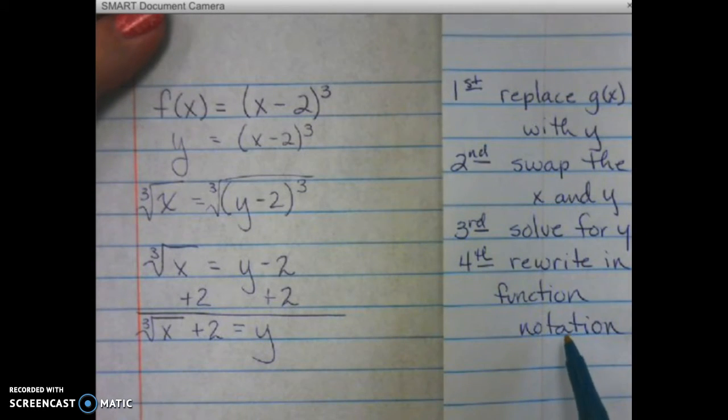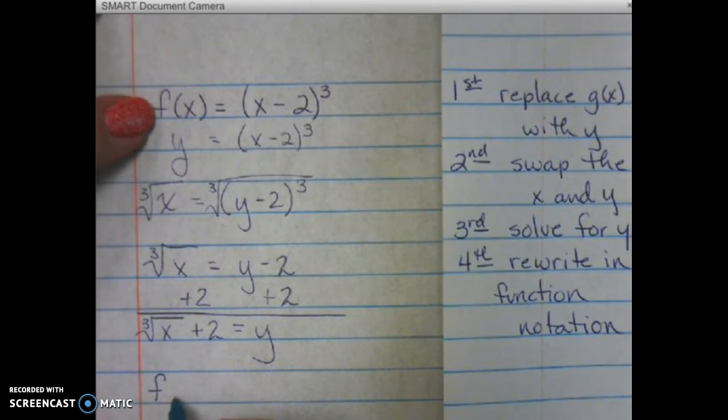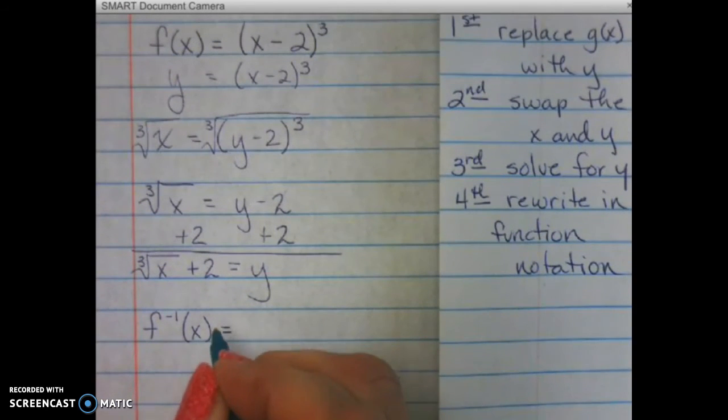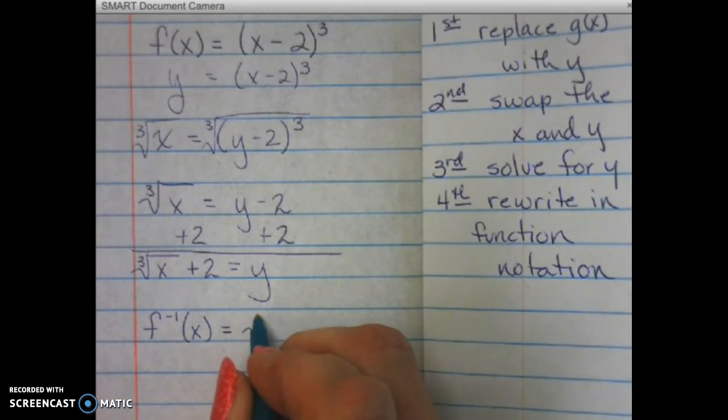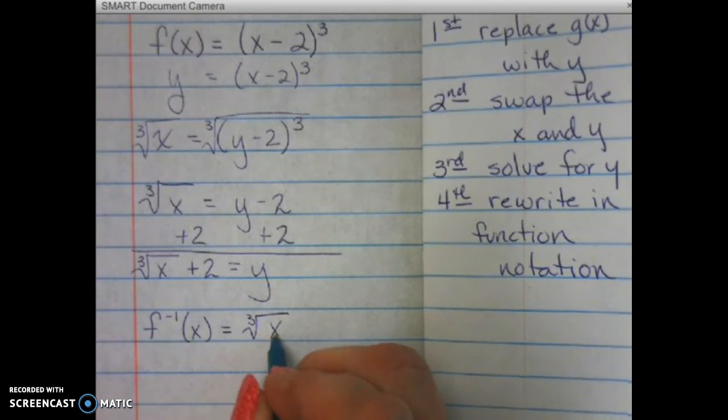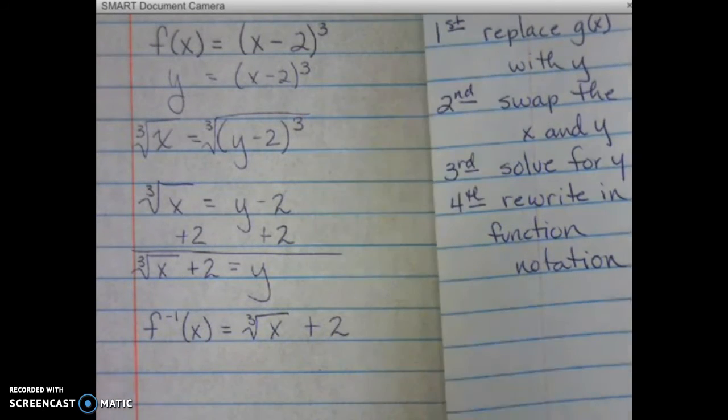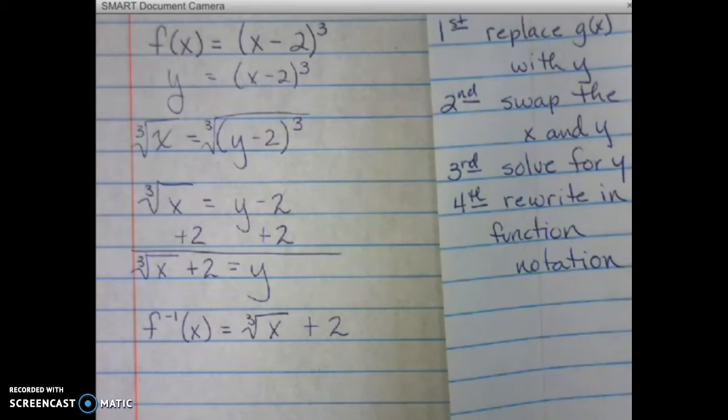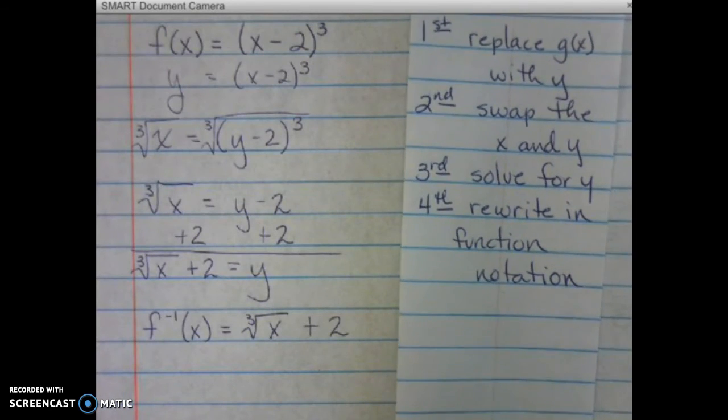Now I need to write it back into function notation, and I need to use the inverse notation. Well, inverse notation is my f, just like I have here, to the negative 1 of x. That's read as the inverse function of x is equal to the cubed root of x plus 2.